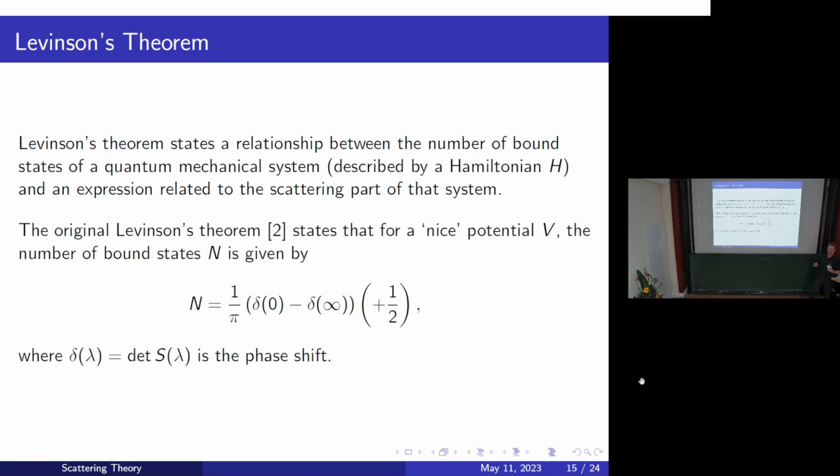So I did mention at the start of this talk Levinson's theorem. It's a well-known theorem of quantum mechanics, and it tells you a relationship between the number of eigenvalues of your system and some scattering behavior. The original one is from 1949, and it tells you that for some nice enough potential V, the number of eigenvalues counted with multiplicity, so the number of bound states, is given by 1 over pi times delta of 0 minus delta of infinity, where delta is the phase shift, the determinant of the scattering. And I've written in brackets here plus a half. When you get this weird analytic behavior at s equals 0, these resonances, you get a plus a half in your formula. And it's very strange.